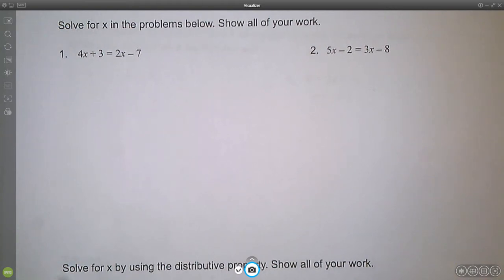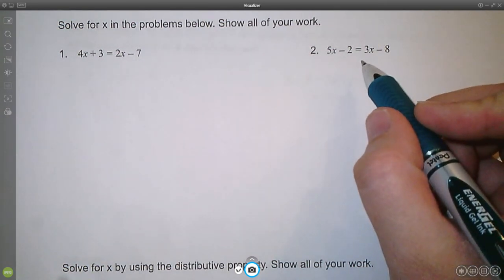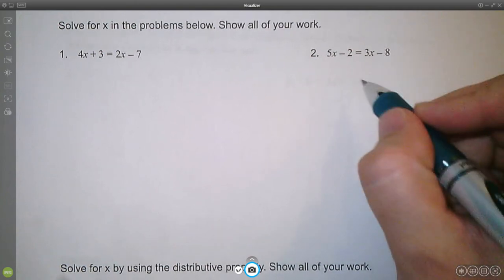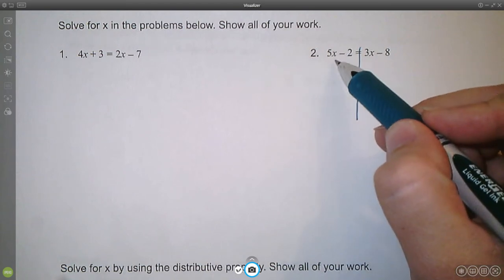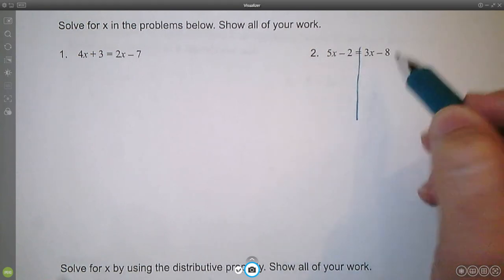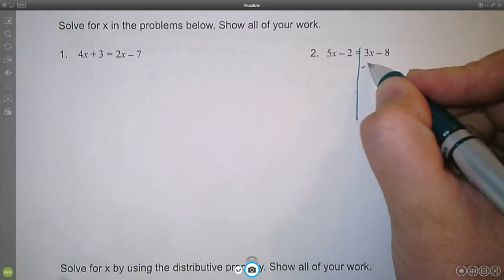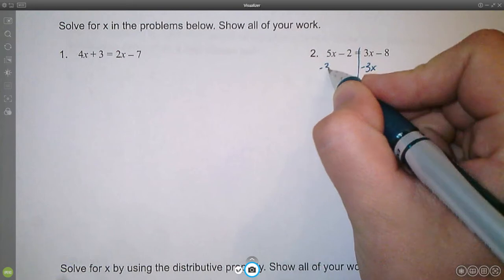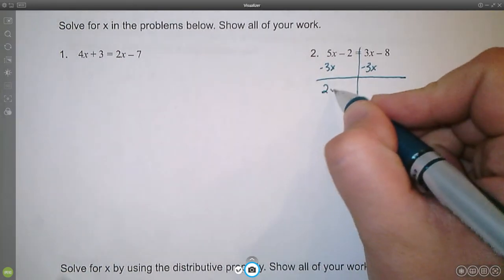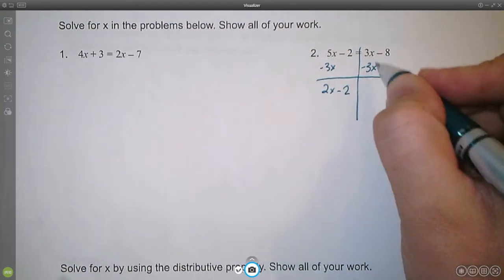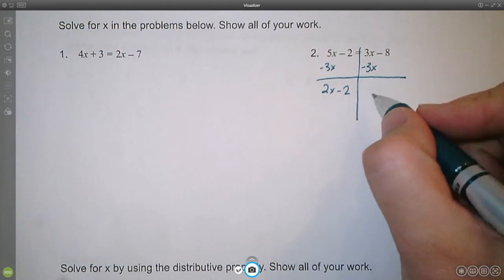All right, so I'm going to go ahead and do all of the evens. On this one, all it wants you to do is solve for x and show all of your work. When you are solving for a variable, you want all of your x's on one side and all of your other numbers on the other side. So I'm going to move this positive 3x over here by subtracting it from both sides, so minus 3x from both sides. So 5x minus 3x gives you 2x. We still have a minus 2. 3x minus 3x, those cancel out. And then we have minus 8.